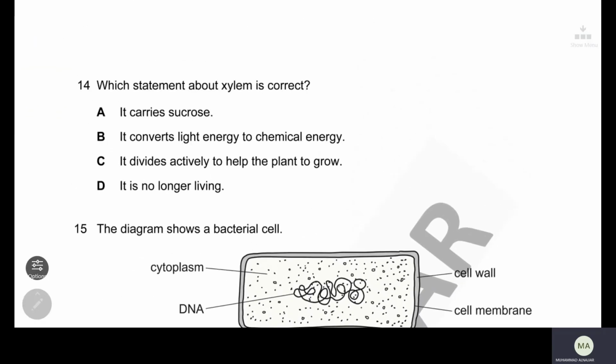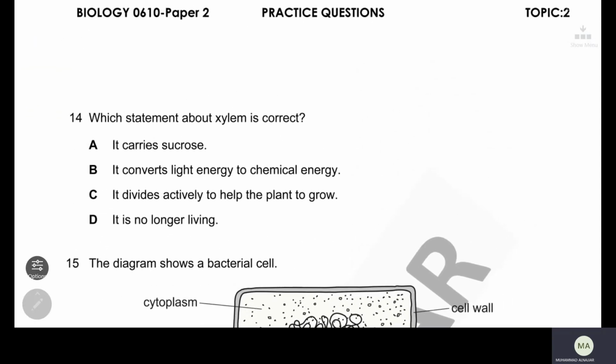Question number 14 says, which statement about xylem is correct? A, it carries sucrose. B, it converts light energy to chemical energy. C, it divides actively to help the plant grow. D, it's no longer living. So let's take all of those choices and choose which is correct.